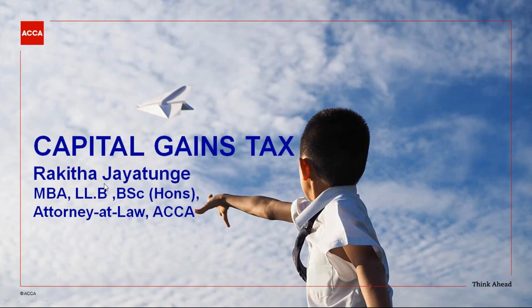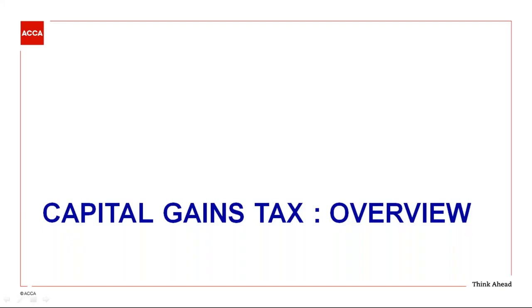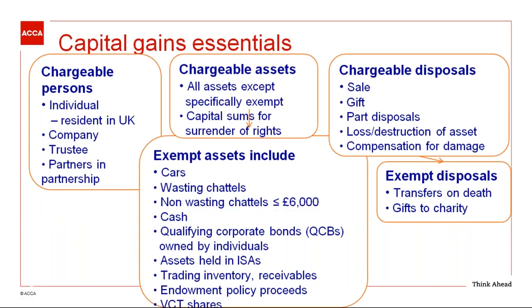Even if an asset is destroyed or stolen, that is also a disposal for the purpose of CGT. But remember, there are certain types of disposals which are exempt from CGT. What are those disposals which are exempt from CGT? It's always better to memorize the disposals which are exempt from CGT, because the rest of the disposals are chargeable. So what are the disposals which are exempt from CGT?